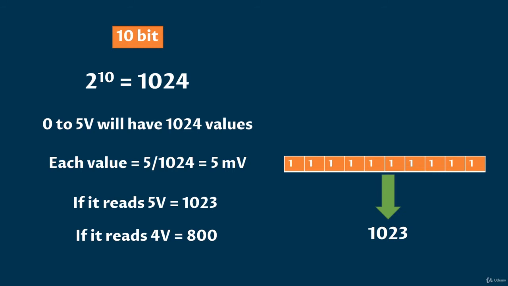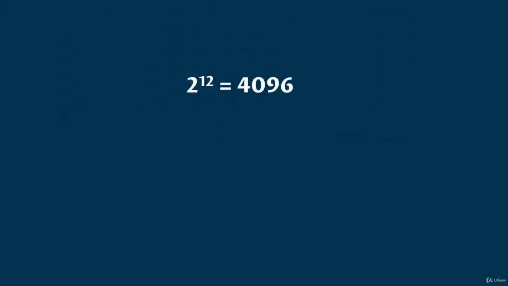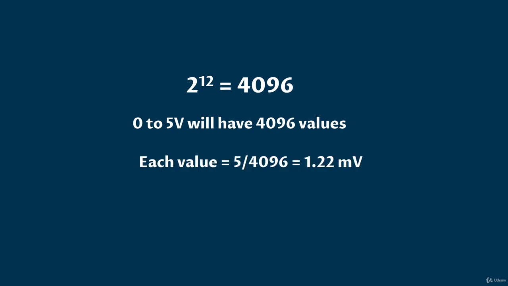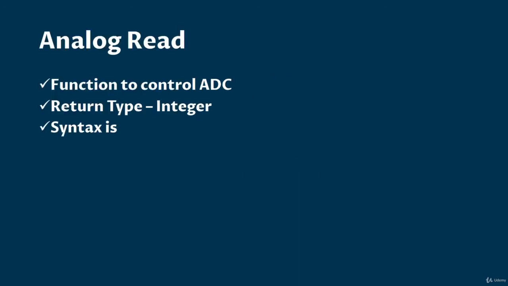Let's take another example. If a controller has a 12-bit ADC, what will happen then? Then the divisions will be 2 to the power 12, which is equal to 4096. Then the minimum measurable voltage is 5 divided by 4096. It is equal to 1.22 millivolt. Clearly you can see the more bits an ADC has, the more precise it will be. So a 16-bit ADC is more precise than a 12-bit ADC. And this is called the resolution. And this is how it works. Now that is clear to you, I guess.